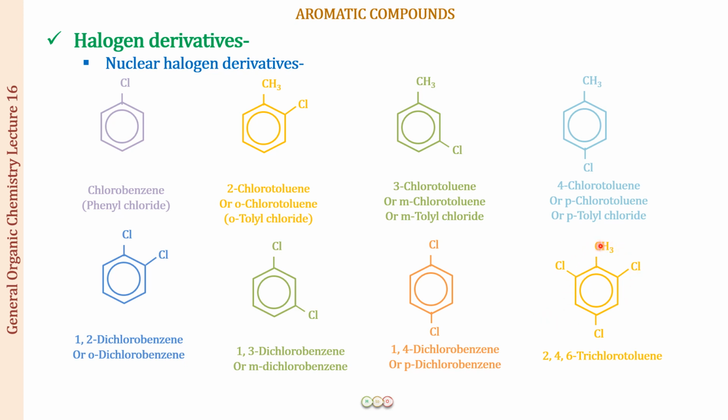So here we have the base root to be toluene. So toluene, this is going to be carbon number 1, carbon number 2, carbon number 3, 4, 5 and 6. So this is 2,4,6-dichlorotoluene. Okay.